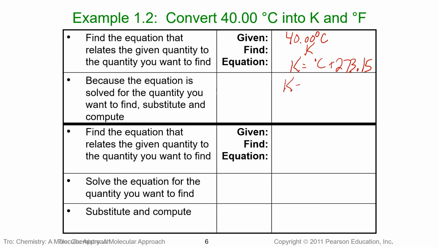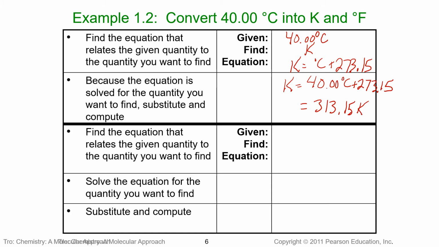So Kelvin is equal to 40 degrees Celsius plus our 273.15. We do that calculation, and it comes out to 313.15 Kelvin.